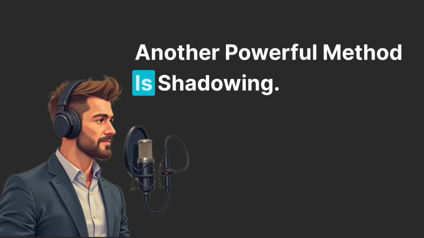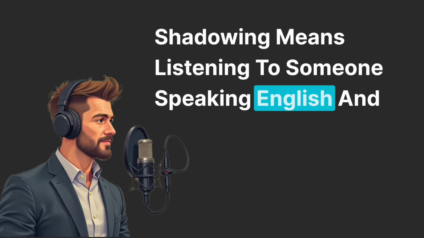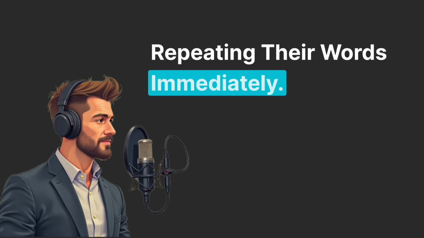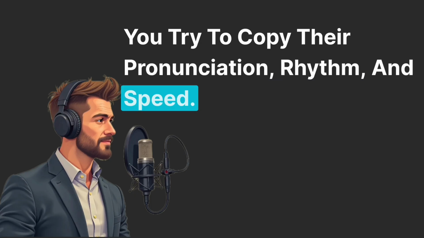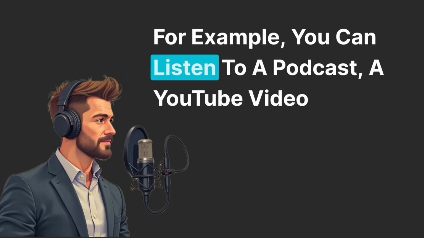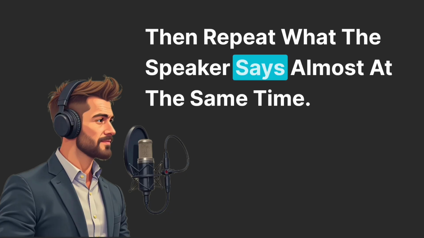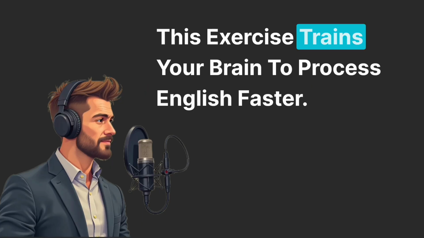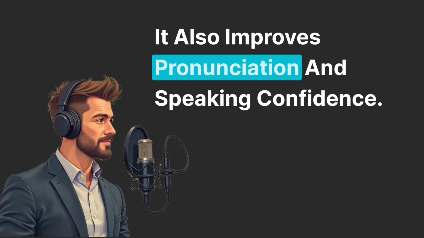Another powerful method is shadowing. Shadowing means listening to someone speaking English and repeating their words immediately. You try to copy their pronunciation, rhythm, and speed. For example, you can listen to a podcast, a YouTube video, or a short speech. Then repeat what the speaker says almost at the same time. This exercise trains your brain to process English faster. It also improves pronunciation and speaking confidence.